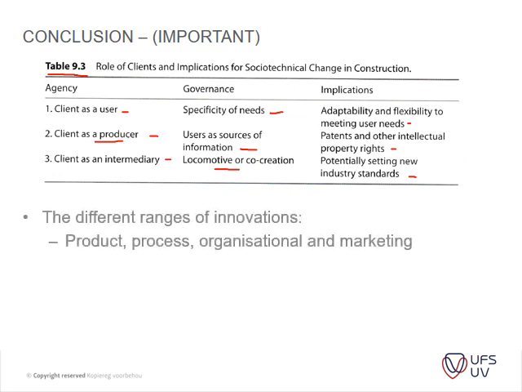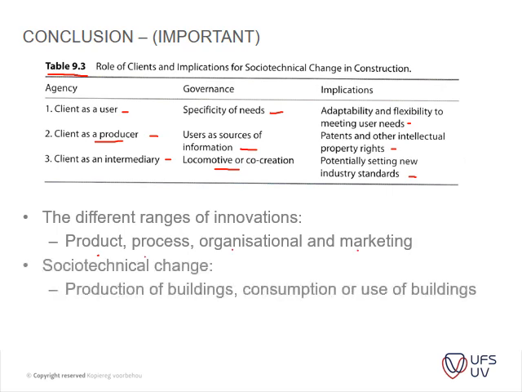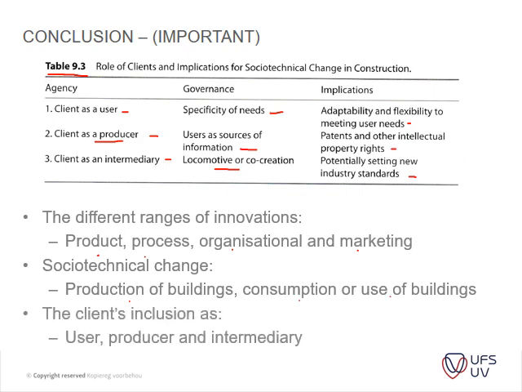And then the different ranges of innovation, you should know these: your product, your process, your organization, your marketing, and then your social, economical, socio-technical change, which is your production of buildings, consumption, and the use of buildings. Okay, and then the client's inclusion as user, producer, and intermediary. Okay, then I want you guys to have a look at this video on YouTube and try and classify the client in this building.